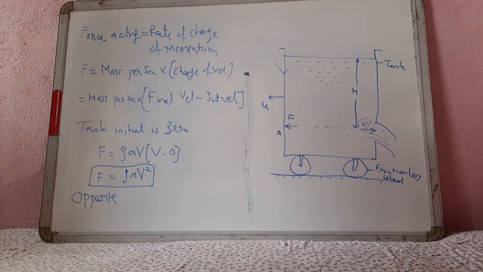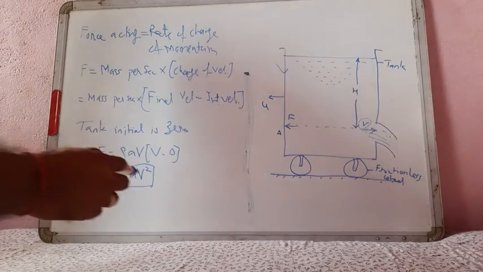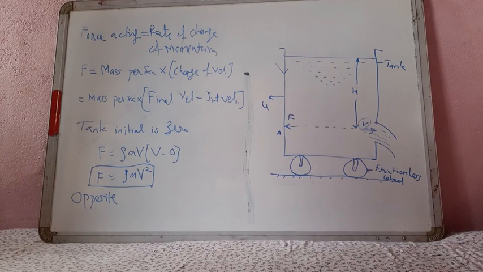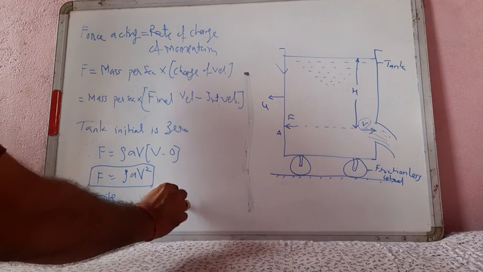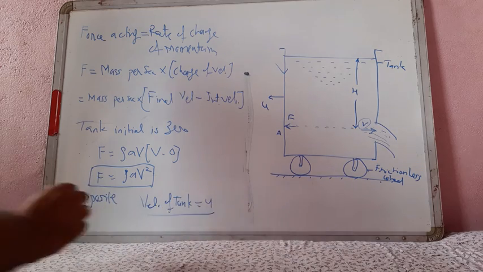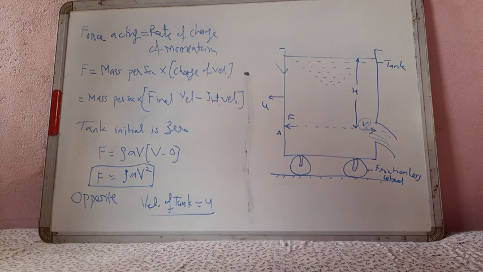If the tank is free to move, or the tank is fitted with frictionless wheels, here the wheels are frictionless, they can move in any direction. It will start moving with some velocity u. The velocity of the tank starts with u meter per second in the direction opposite to the direction of the jet. When the tank starts moving, the velocity of the jet with which it comes out of the orifice will not be equal to v, but it will be equal to the relative velocity of the jet with respect to the tank.